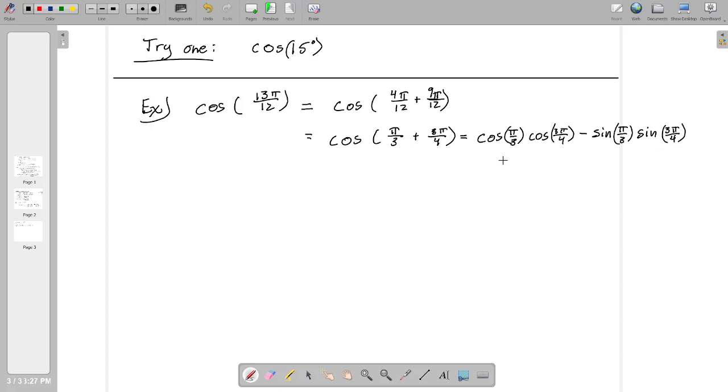Cosine of pi over 3 is 1/2. Cosine of 3 pi over 4 is negative root 2 over 2. Don't forget your negatives where they're necessary. It's a common mistake, so be careful. Sine of pi over 3 is root 3 over 2, and sine of 3 pi over 4 is root 2 over 2. So we end up with negative root 2 over 4 minus root 6 over 4.